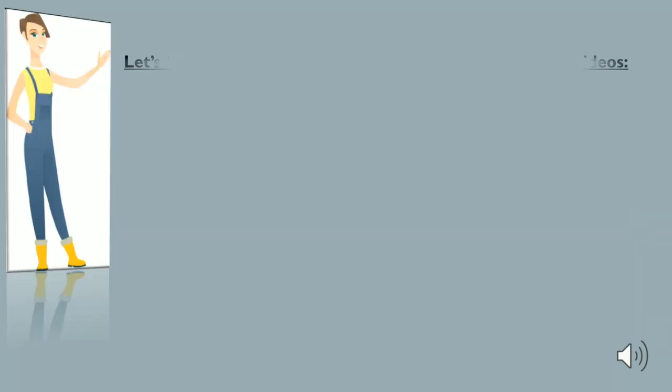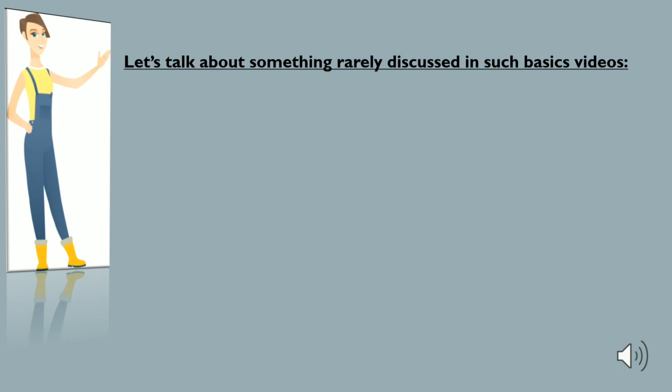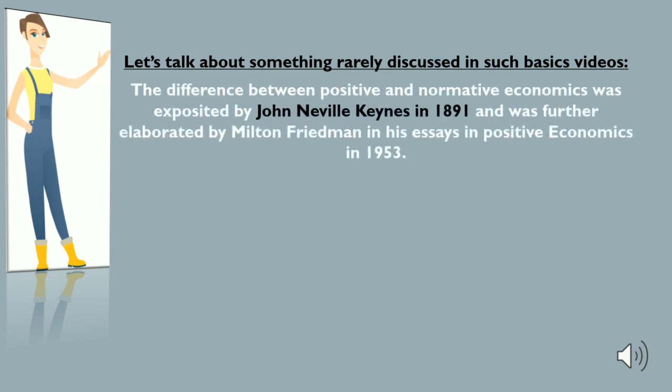Okay, so let's talk about something that is very rarely discussed in such basic videos, and it is something factual which will be beneficial for you guys. So, the first point is about the difference between positive and normative economics. The difference between them was very first elaborated by the economist John Neville Keynes, that is J.N. Keynes, in 1891, and it was further elaborated by Milton Friedman in his essays in Positive Economics in 1953.